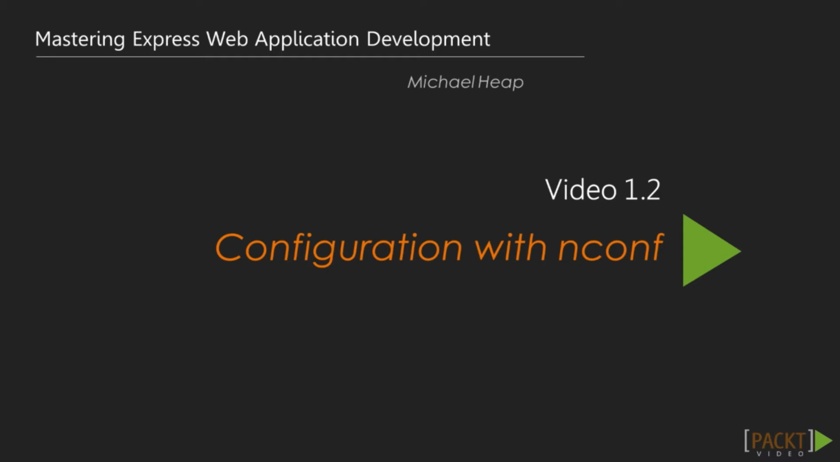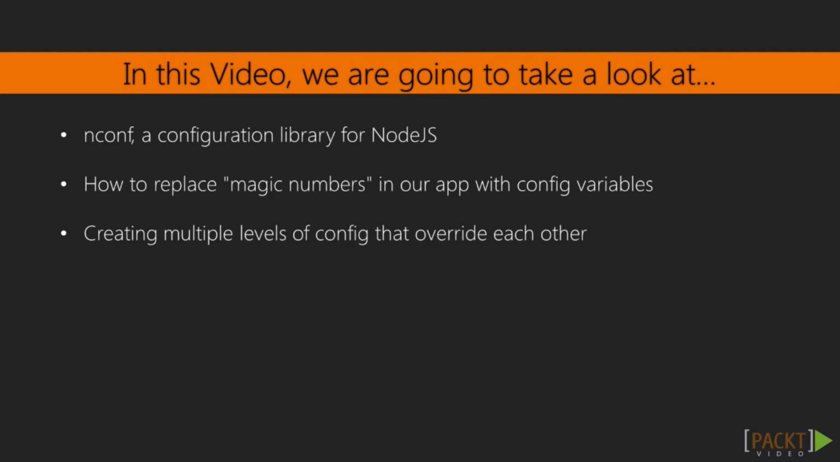nconf is a configuration module that helps make your application flexible. Configuration is important as it helps keep magic numbers out of our application. We can even create multiple levels of configuration that override each other, providing smart defaults, whilst you keep your production configuration secure. It's worth mentioning that there are alternatives to nconf out there, but nconf is the biggest library available. It has thousands of users, and is developed by Flatiron, a well-respected Node development company.